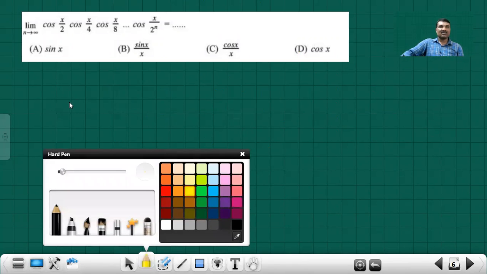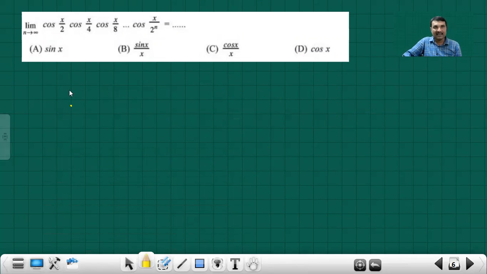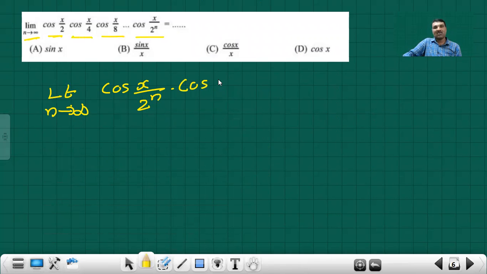Now look at this question. It's a very simple question. Limit n tends to infinity, cos x by 2 multiplied by cos x by 2 square, cos x by 2 cube, and so on up to cos x by 2 raised to n. Now I'm writing this in the reverse order. Limit n tends to infinity, I'm writing the last term first. Cos x by 2 raised to n multiplied by cos x by 2 raised to n minus 1. This goes on. Finally, we get cos x by 4, cos x by 2.